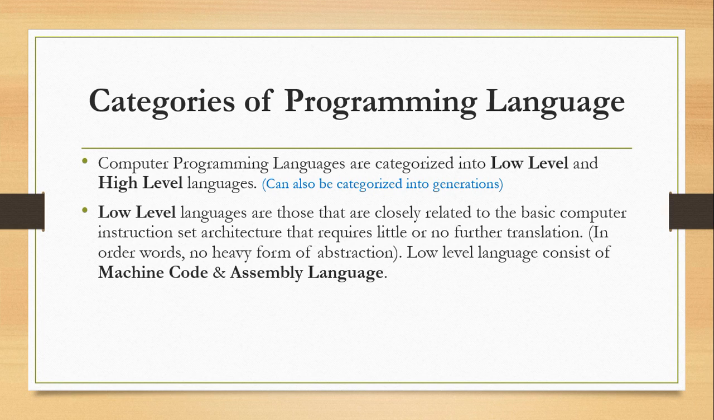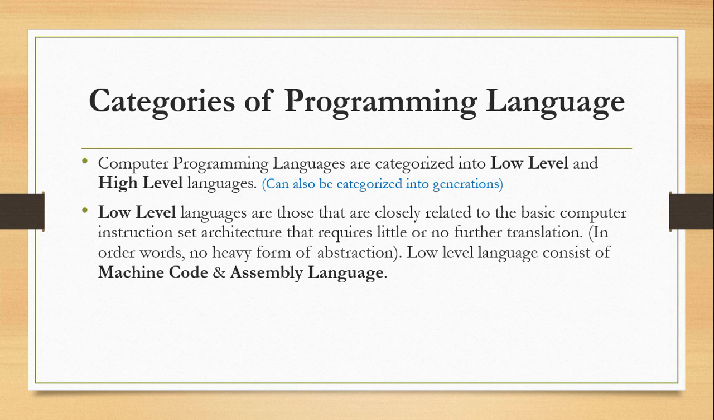Maybe in another video or another series, I'm going to talk about the evolution of programming. Definitely I'll talk about the evolution. With that, we're going to explain more on these various levels of programming. So to start with, we'll talk about the low level languages. Low level languages are those that are closely related to the basic computer instruction set architecture that require little or no further translation. In other words, no heavy form of abstraction.